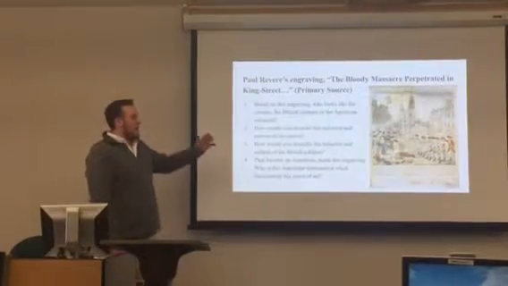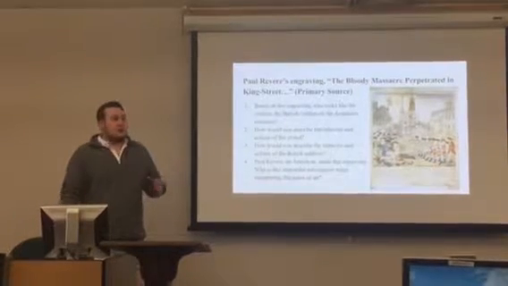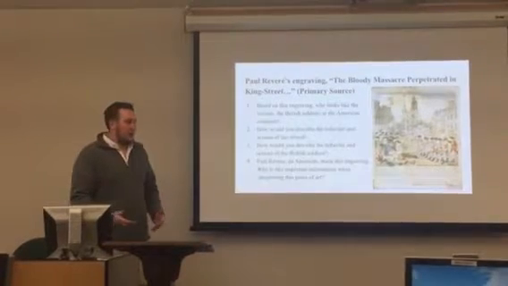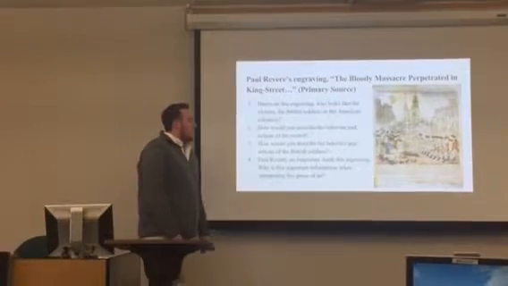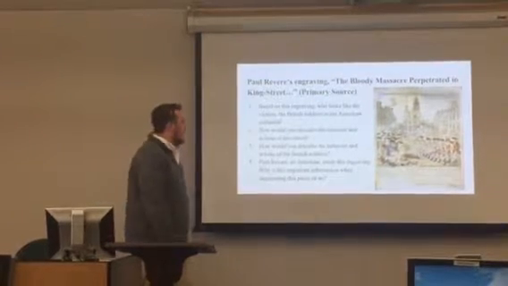So the first one is going to be an engraving made by Paul Revere. This one is a primary source. It wasn't made right at the time of the Boston Massacre. It was made a little bit later, but in terms of sources, it is pretty much a primary source.